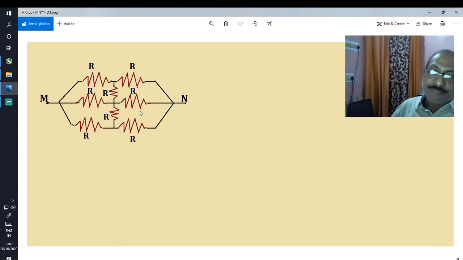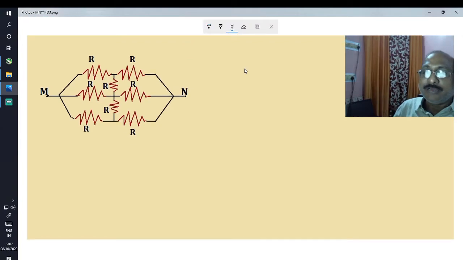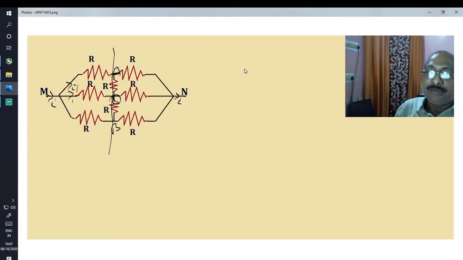Let us consider another question, this one. Now, draw a perpendicular axis of symmetry, this one. Suppose this to be point A, this to be point O, and this to be point B. And current I is entering, leaving also current I at the point M. Current I1, current I2, current I3.